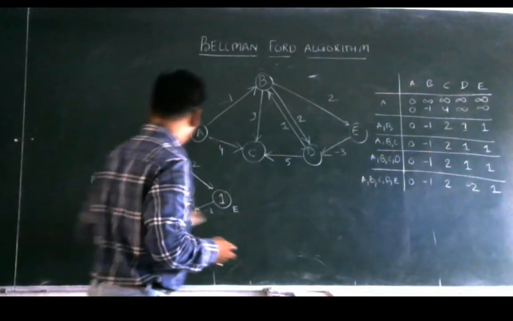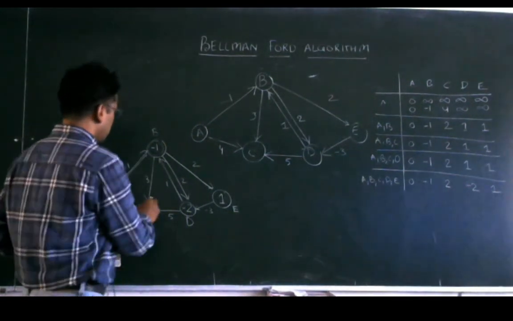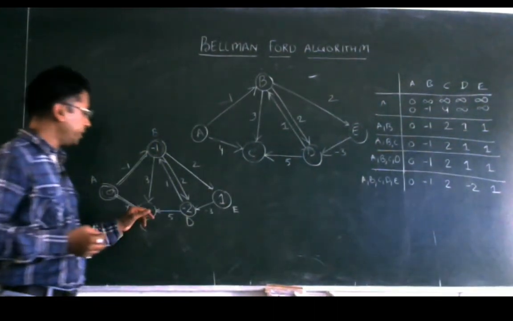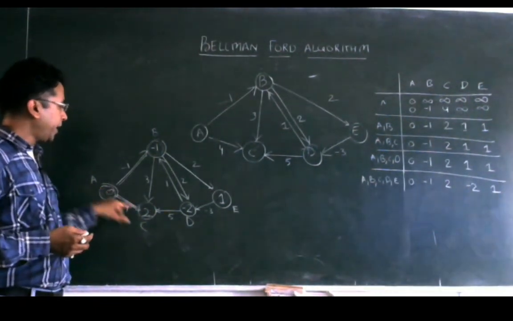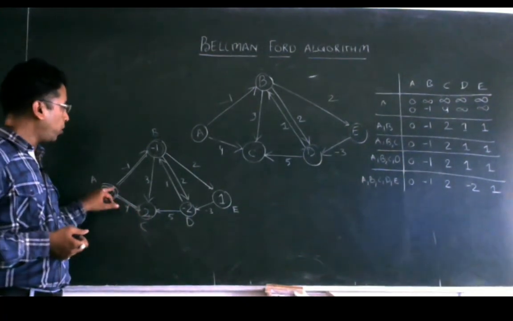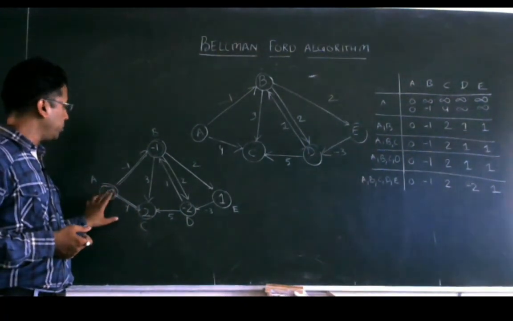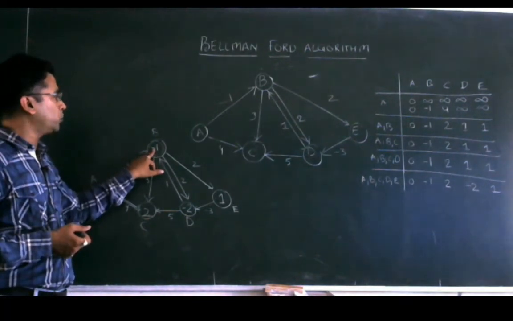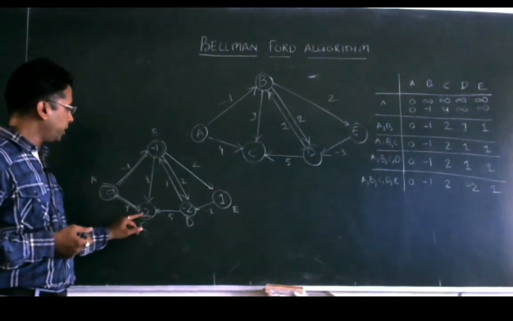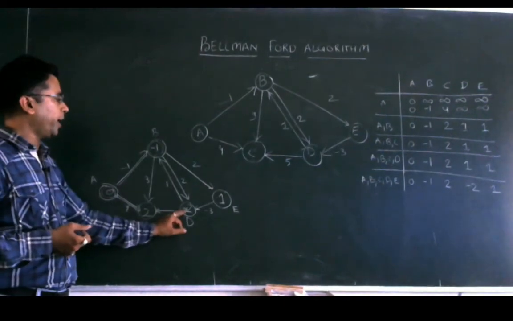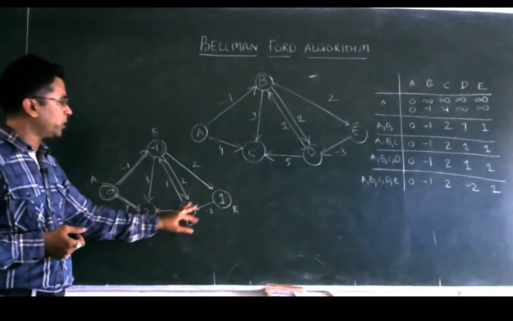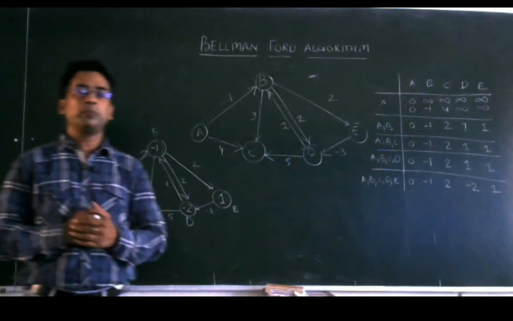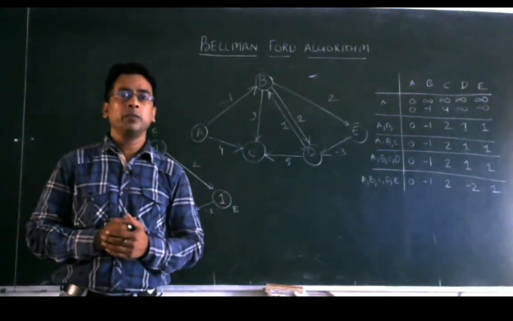I have not seen, so this node is at value 2, right? I made a mistake, I had not updated that node. So all these nodes are at their minimum value. The source node is 0, the minimum distance to reach B is minus 1. Similarly node C's distance is 2, node D is minus 2, and node E is equal to 1. So this is the basics of the Bellman-Ford algorithm.